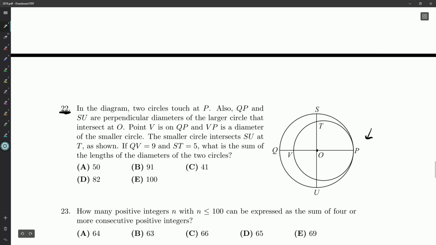We know that QV is 9 and ST is 5. And we want to know what is the sum of the lengths of the diameters of the two circles. So we might not actually be able to work out the individual diameters, but maybe there's some way to find the sum of the lengths. Okay, so that's going to be our challenge here. So let's draw this picture and see what we can see.